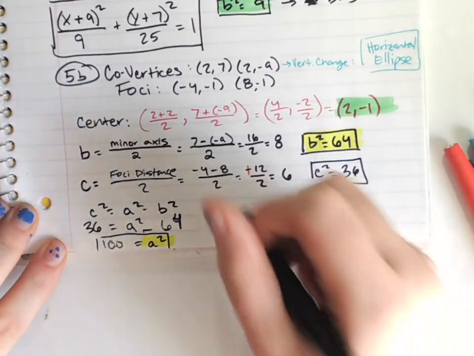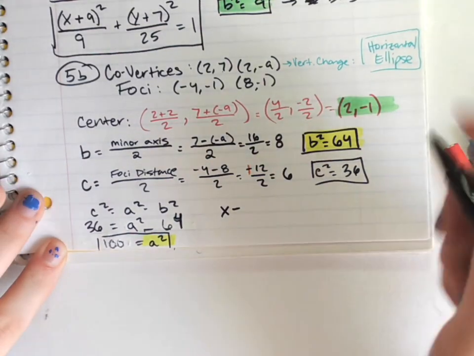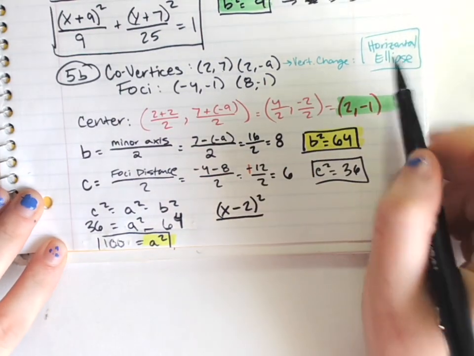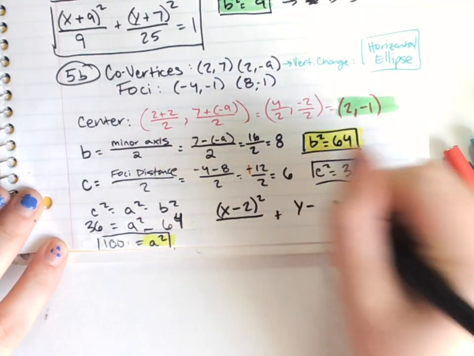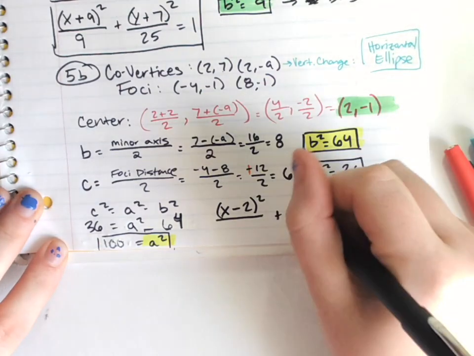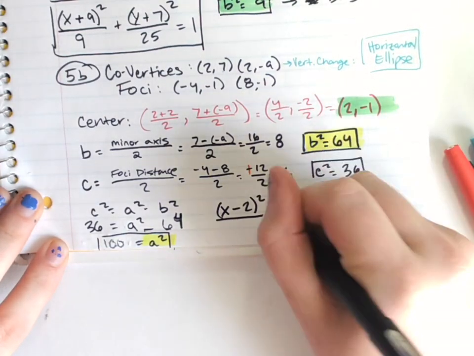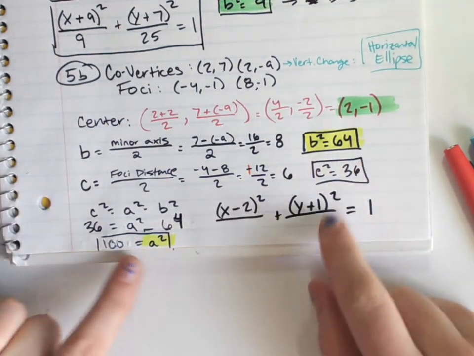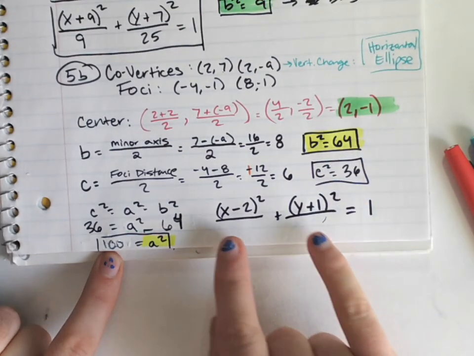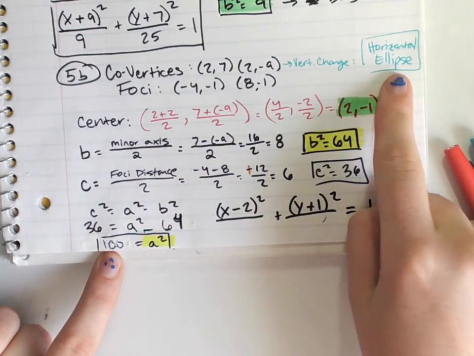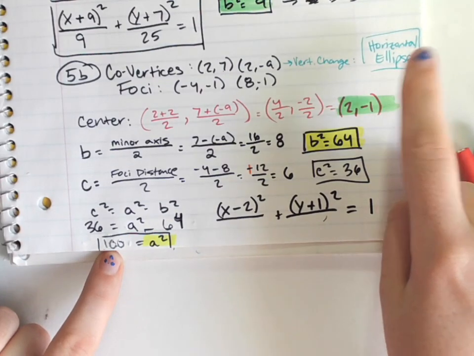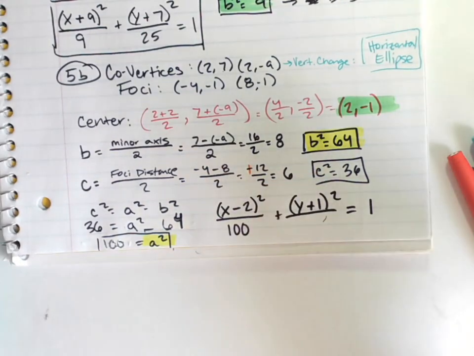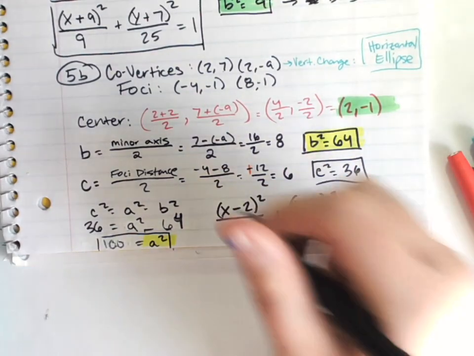Alright, here comes the formula. X take away H. Our H is 2. And then we're going to add that to Y take away K, which was -1, so it's going to be +1, over something equals 1. So we have this 100, and that's 64, but we don't know where to put it. Since it's a horizontal ellipse, the larger denominator is going to go to the X. So that means 100 is going here, and 64 is going there.